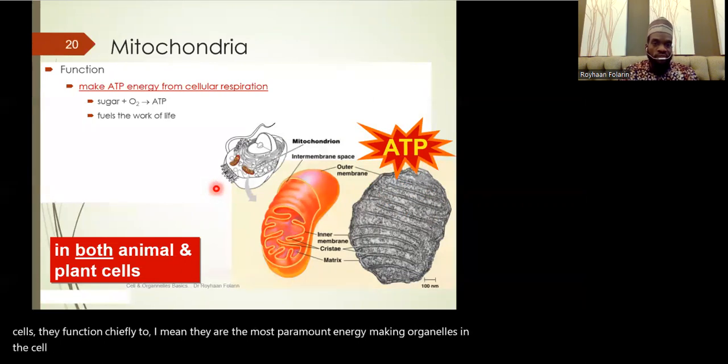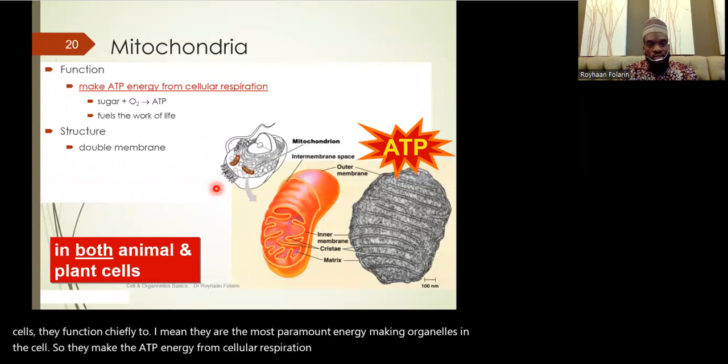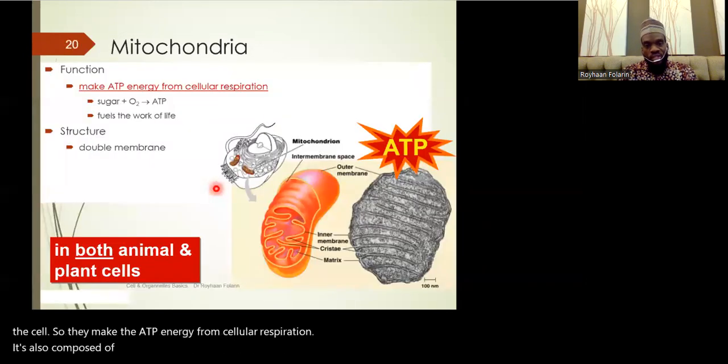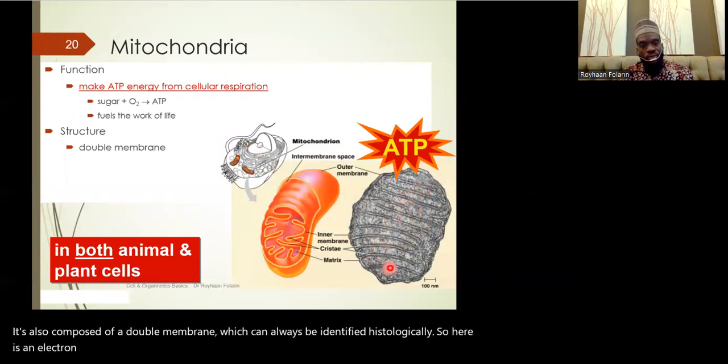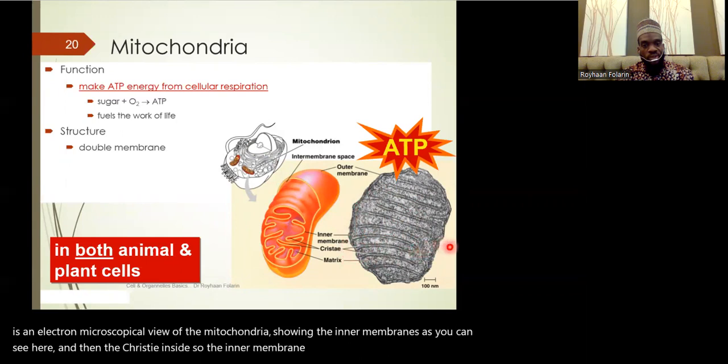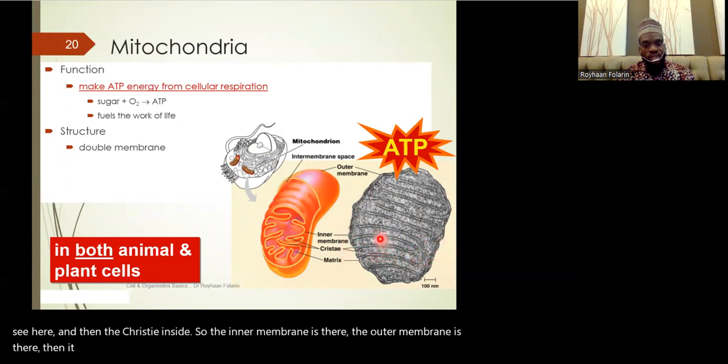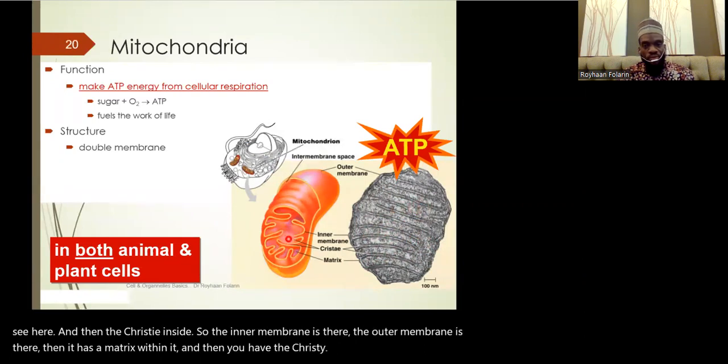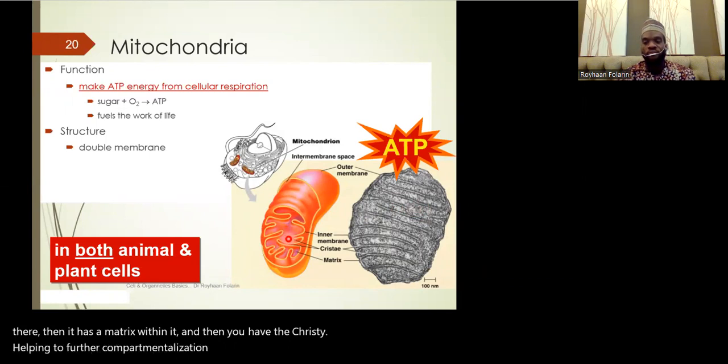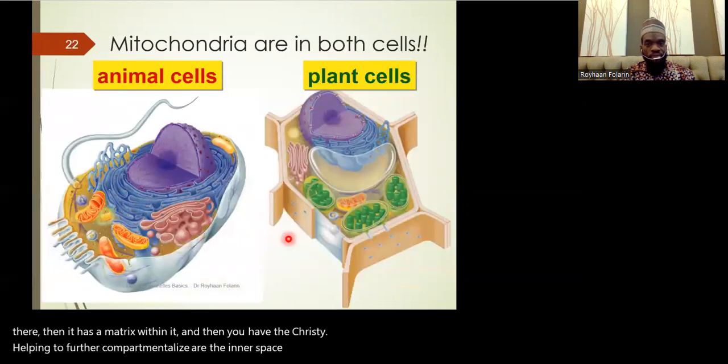So they make the ATP energy from cellular respiration. It's also composed of a double membrane, which can always be identified histologically. So here is an electron microscopical view of the mitochondria, showing the inner membranes, as you can see here, and then the cristae inside. So the inner membrane is there, the outer membrane is there, then it has a matrix within it, and then you have the cristae helping to further compartmentalize the inner space of the mitochondria.